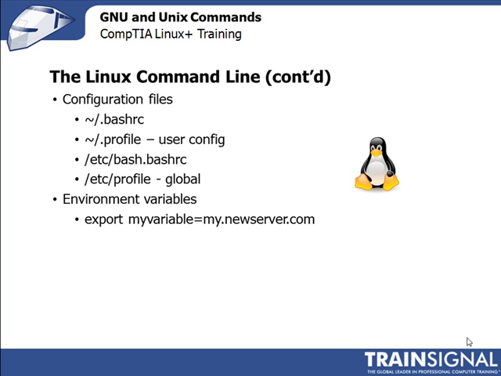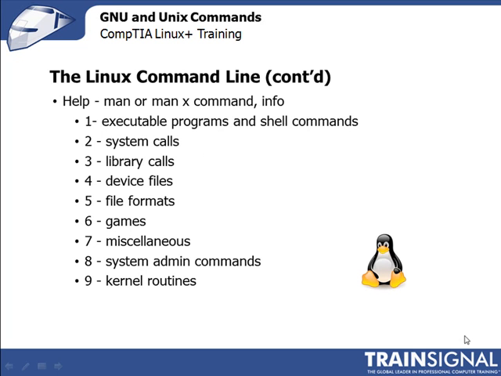For example, to set a variable, my variable, to a website, you might type in something like export my variable equals my.newserver.com. We know that to get help with any Linux command, we use the man command, along with the less pager. But what we haven't talked about is that man pages are categorized into sections numbered 1 through 9. In searches, we'll usually return the first hit on the lowest section, but you can look into a specific section with the man number command.